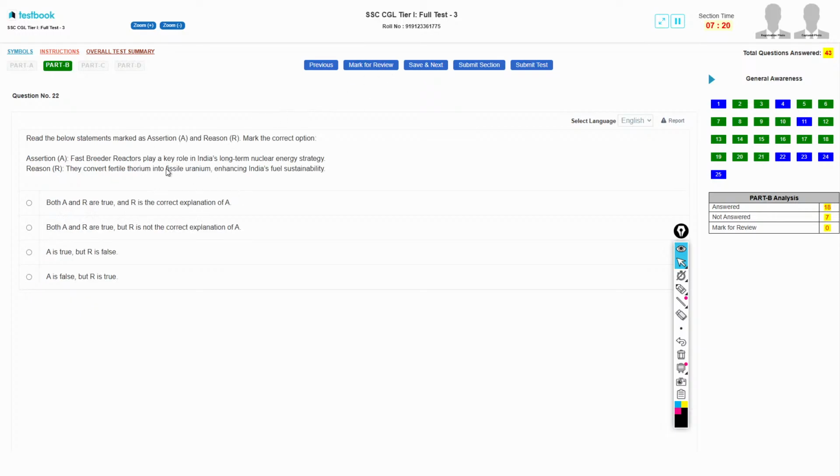Fast breeder reactors play a key role in India's long-term nuclear energy strategy. Yes, true. They convert fertile thorium into fissile uranium, enhancing India's nuclear self-sustaining capacity. Thorium to uranium, something like that. Both are true for me.